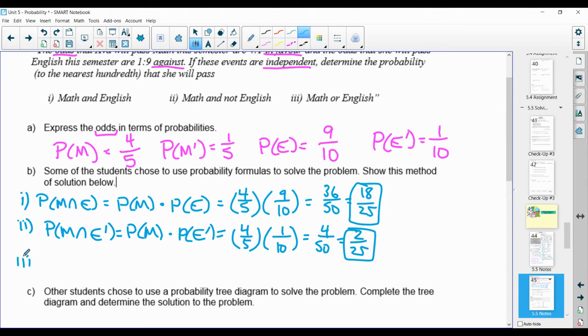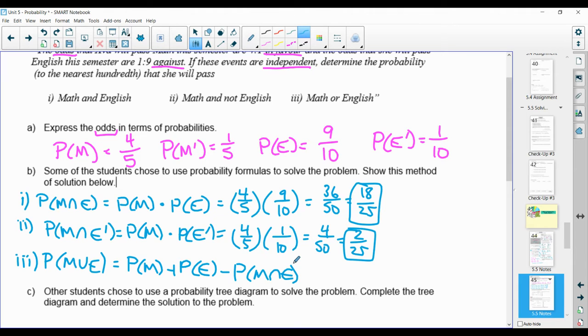Now the last example, it says passing math or English. So now we're looking at something that's either mutually exclusive or not mutually exclusive. Since we have a value for the probability of M and E, we know that this is not mutually exclusive. So it's going to be the probability of M plus the probability of E minus the overlap. So minus the probability of M and E.